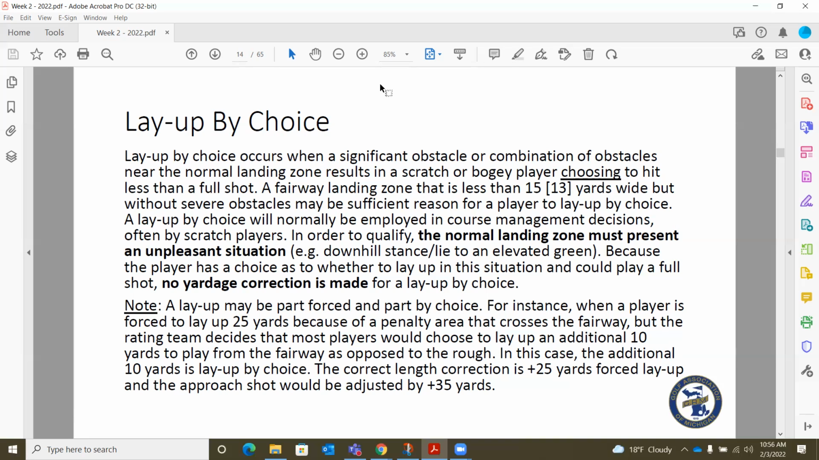And then in order to qualify, it's important that it says here the normal landing zone must present an unpleasant situation. There's a couple examples they use: downhill stance to an elevated green. And that's because the player has a choice as to whether to lay up in this situation or they could play a full shot. And when we do a layup by choice, we aren't going to put the layup in the form 1. We will make the correction to the approach shot lengths, which I'll show you here in a second.